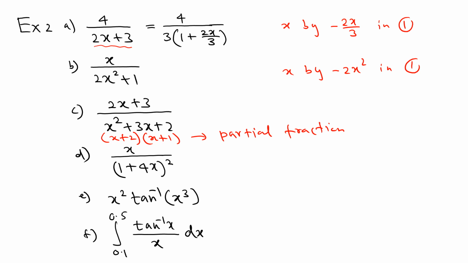The fourth one is easy. You have to take the derivative. You can see that square there. So you're going to start with 1 over 1 plus 4x first, and then take the derivative.